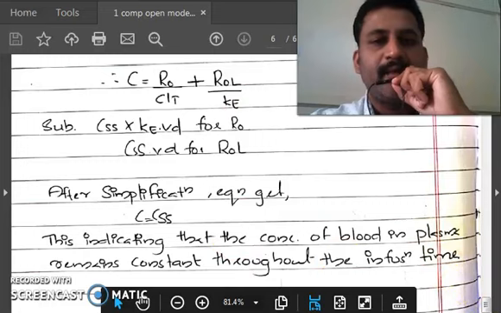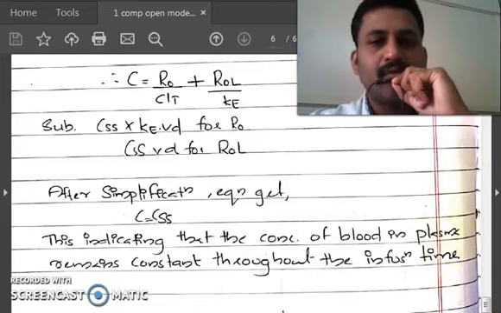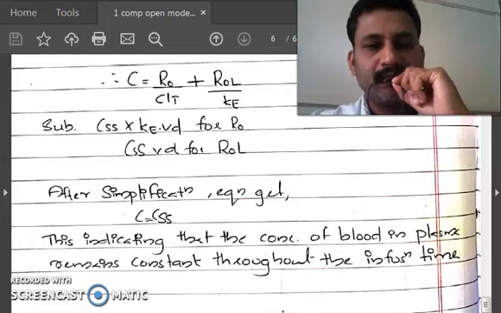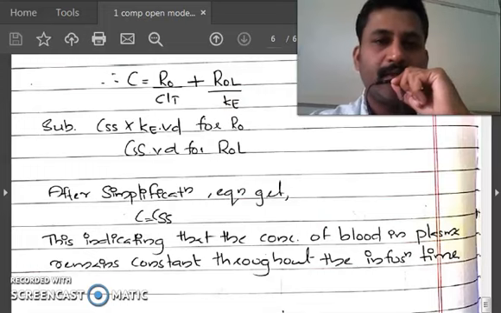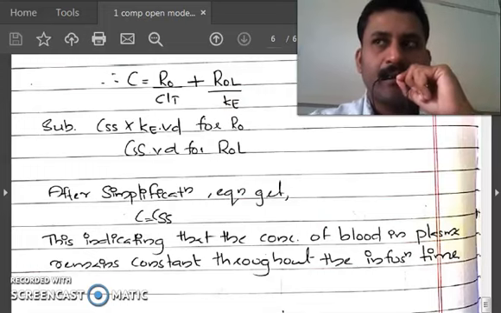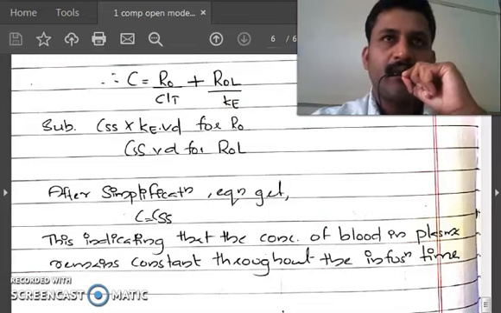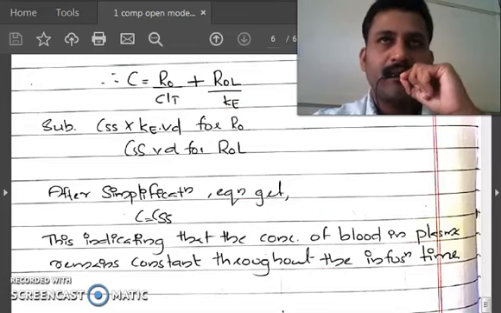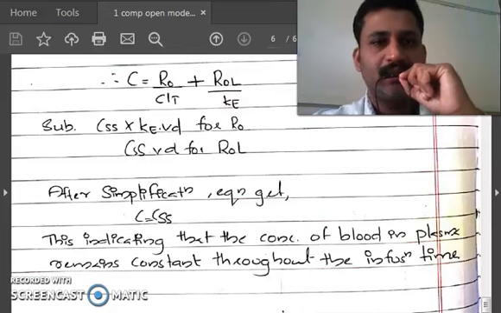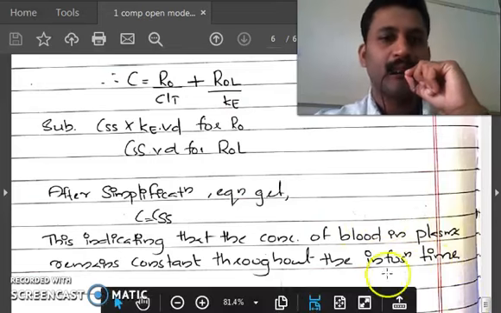This indicates that the concentration of the drug in the plasma remains constant throughout the infusion time. So that was our aim. If you administer the drug as infusion plus loading dose, then the concentration of the drug in the plasma is equal to the steady state concentration. For that we have derived this.